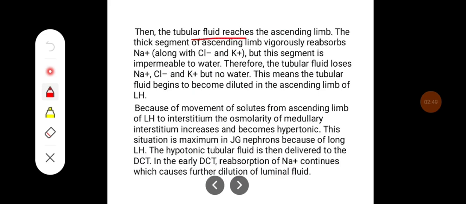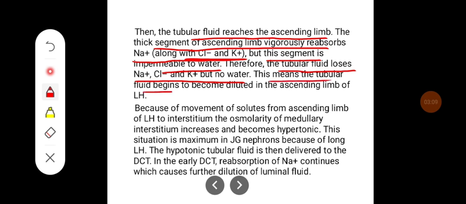Then the tubular fluid reaches the ascending limb. The thick segment of the ascending limb vigorously reabsorbs sodium along with chloride and potassium. But this segment is impermeable to water. Therefore, the tubular fluid loses sodium, chloride and potassium but no water. This means the tubular fluid begins to become diluted in the ascending limb of the loop of Henle.